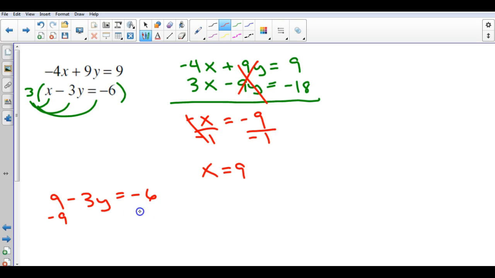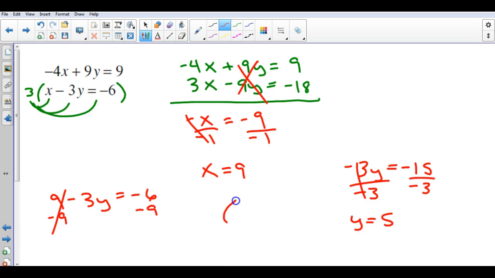Subtract 9 on both sides. I'm going to do the work over here. Negative 3y equals negative 15. So that means if I divide by negative 3 on both sides, y is going to end up being positive 5. So my final answer is the point (9, 5).